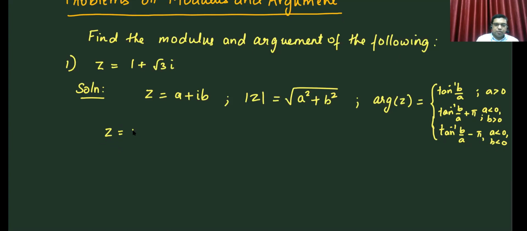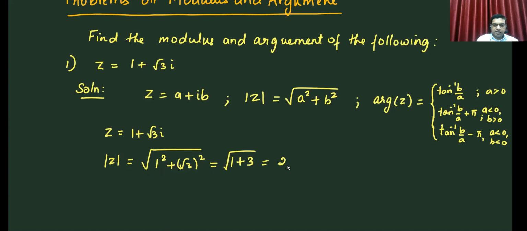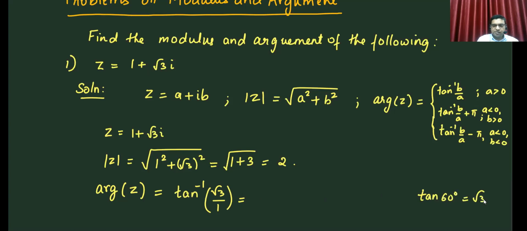So now let us do this. z is equal to 1 plus root 3i. Modulus of z will be under root of 1 square plus root 3 the whole square. This is 1 plus 3, 4, that is 2. So modulus is 2. And argument, now both a and b are positive, so you get tan inverse of b by a. Now what is tan 60? Tan 60 is root 3, or tan pi by 3 is root 3. So tan inverse root 3 is 60, or pi by 3.